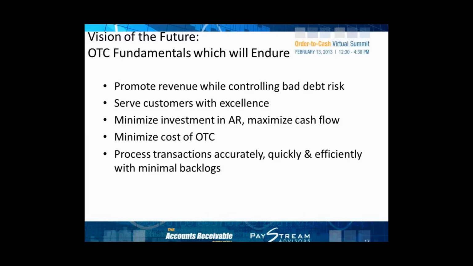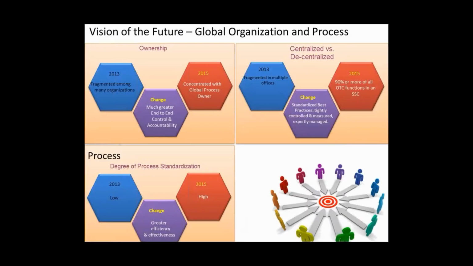The other panel is, remember, it's transaction processing. The order to cash process involves a lot of transactions, and there's no getting away from it. They have to be done accurately, quickly, efficiently, minimal or zero backlogs. So that's the fundamentals that we expect to continue, and also the pressure, quite honestly. All right, but what's going to change? Well, I tried to categorize these changes, and I don't have a crystal ball, but I do hear a lot, see a lot, get involved with a lot of different companies as clients.